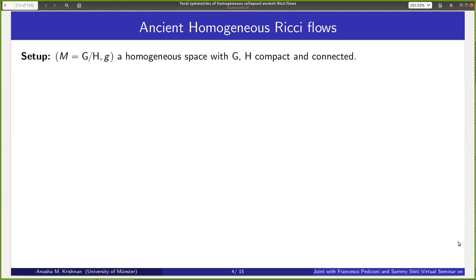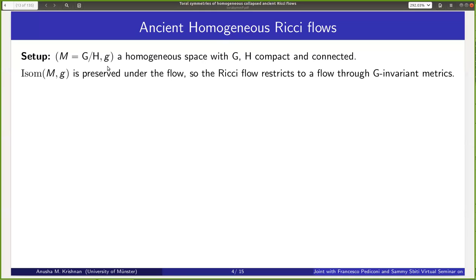So here's the setup. M is a homogeneous space, which we write as G mod H. Here, G and H are compact and connected, and little g is a left invariant metric. So it's known that the isometry group of the manifold is preserved under the Ricci flow, and so the flow restricts to a flow through G invariant metrics. So you start with a left invariant metric on your homogeneous space, and as you're evolving it by the Ricci flow, it is still invariant.